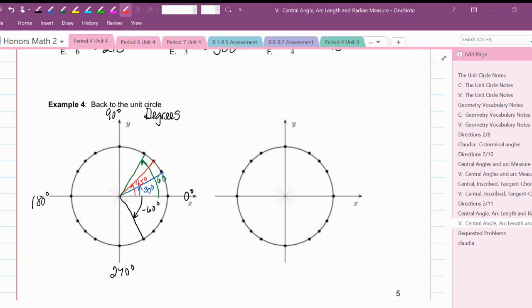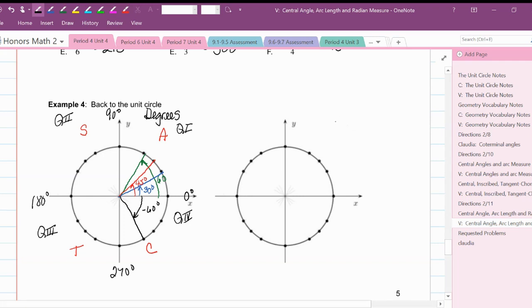And we had our nice mnemonic here, all students take calculus, which represents all of the trig ratios being positive in this first quadrant. Only the sine ratio positive in the second quadrant, the tangent ratio positive in the third quadrant, and the cosine ratio positive in the fourth quadrant.